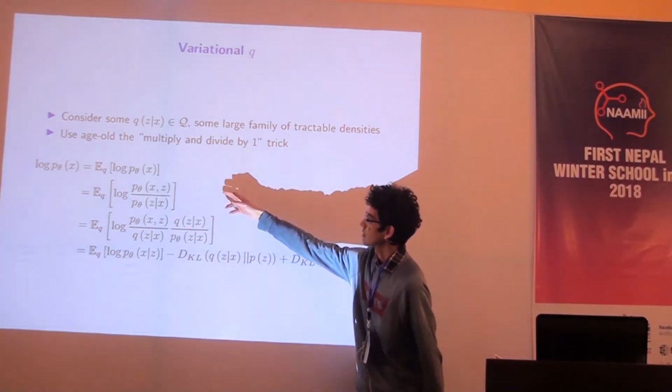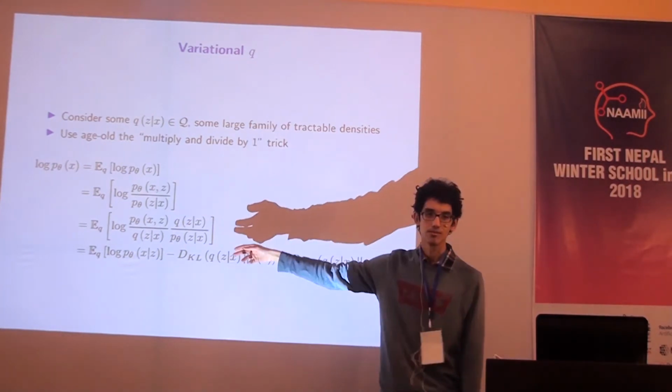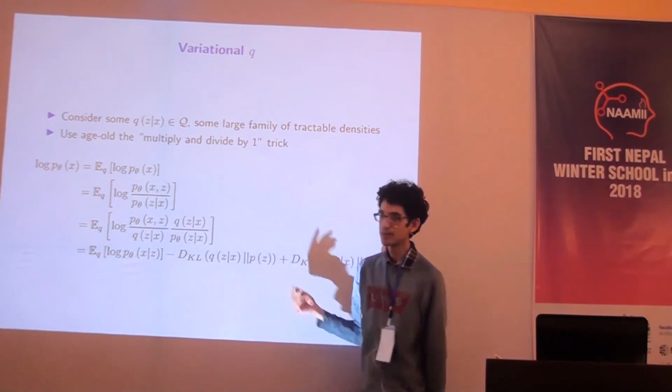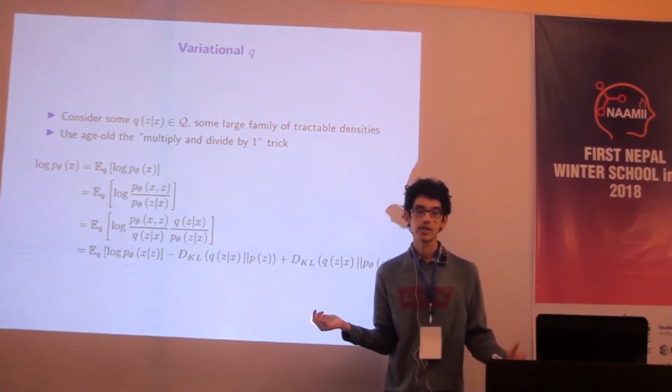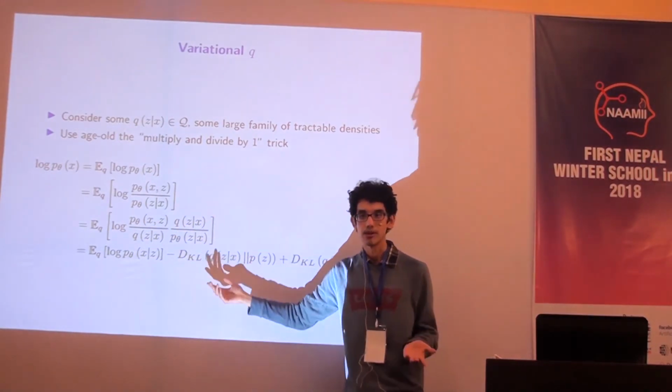Okay, so here's the second clever thing. This is a proof with several clever steps. I multiply and divide by 1. You can always do this: Q divided by Q is 1, so I can always multiply by 1.